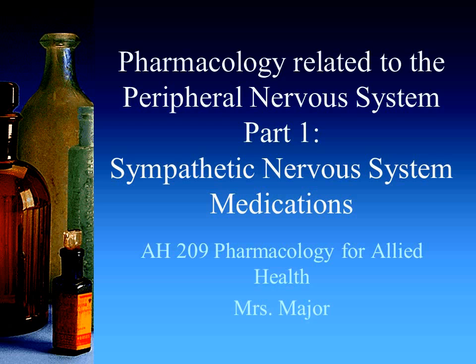Part 1 of this series is going to deal with medications that specifically affect the sympathetic portion of the peripheral nervous system. Recalling, the sympathetic portion is that fight or flight response that we've learned about in our nervous system that allows us to respond to stimuli very quickly and react.